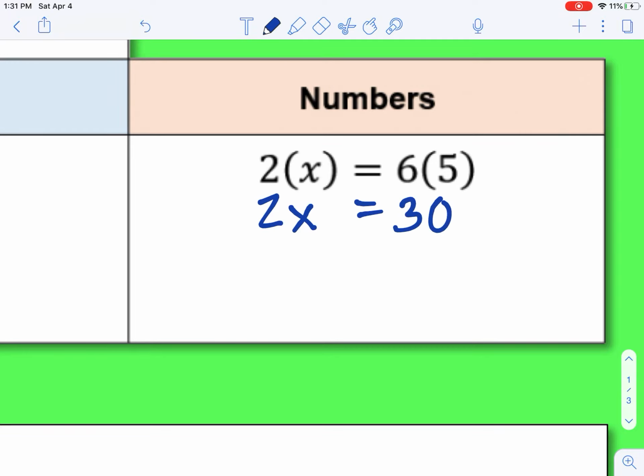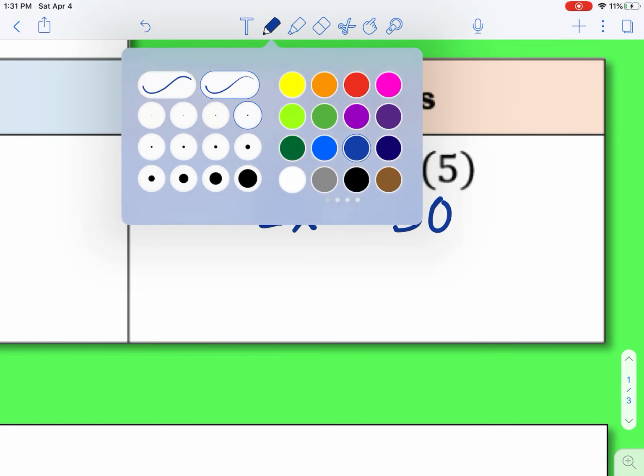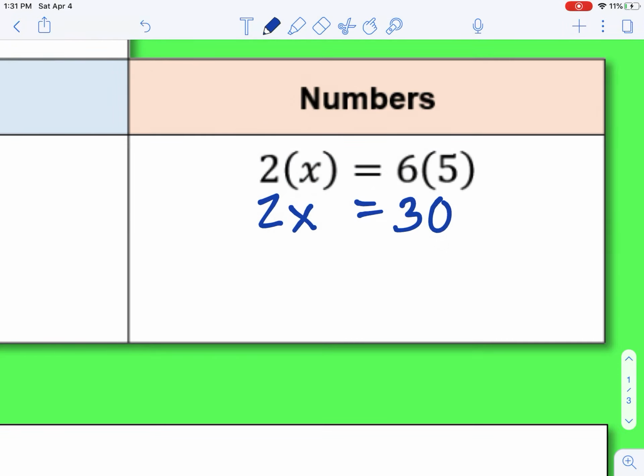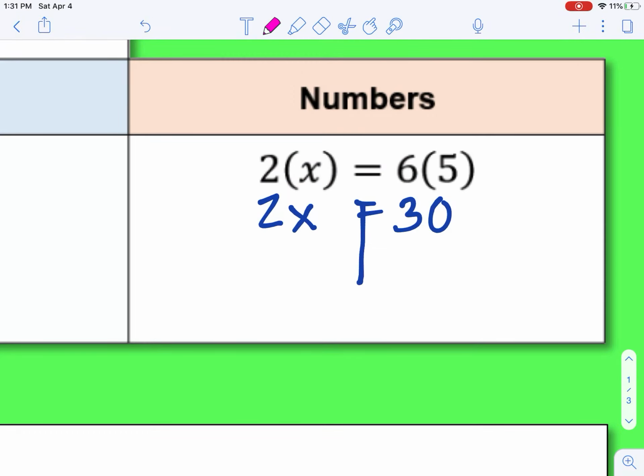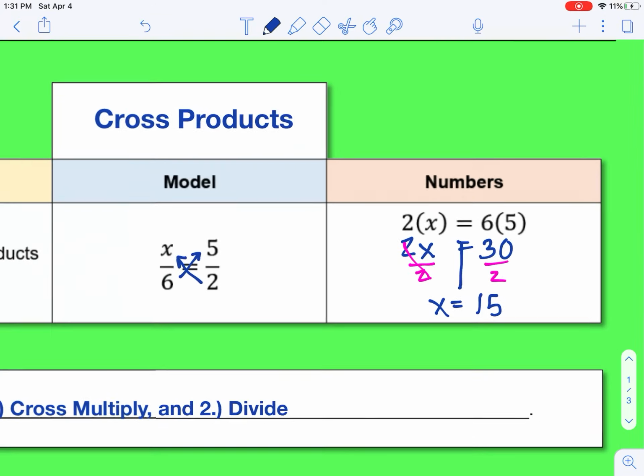Now to finish that, I need to get rid of that times 2 that's next to our x. So I'm going to draw my line. And I'm multiplying by 2, and the inverse operation of multiplication is dividing. And I need to divide by 2. And we know whatever I do on one side, I need to do to the other. Those 2s cancel out, and I end up with x equals 15. So that's an example of what we're going to be doing today.